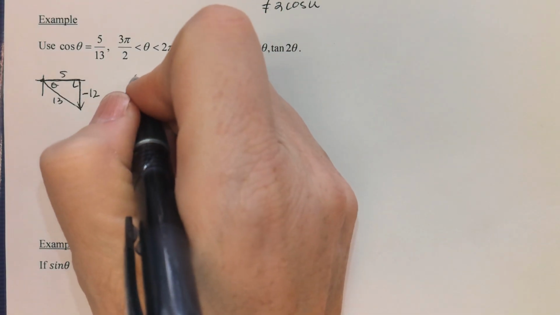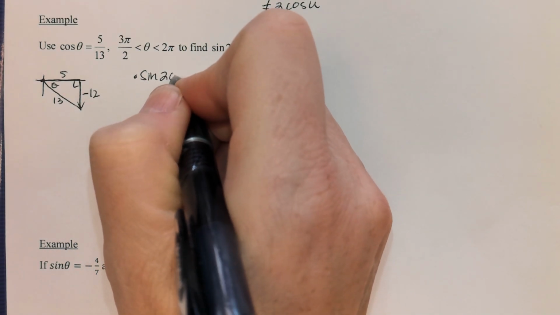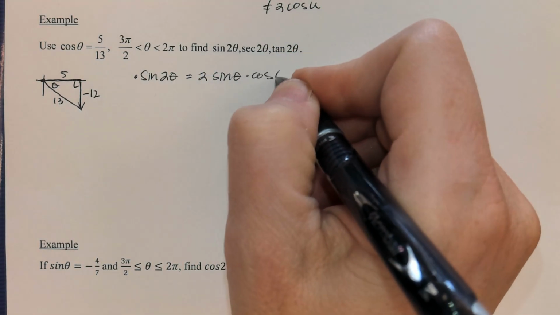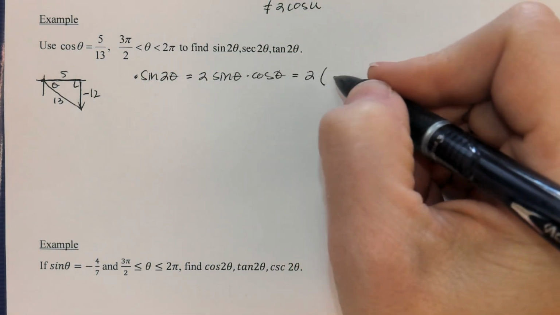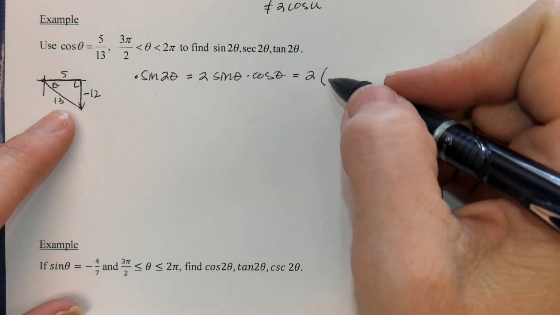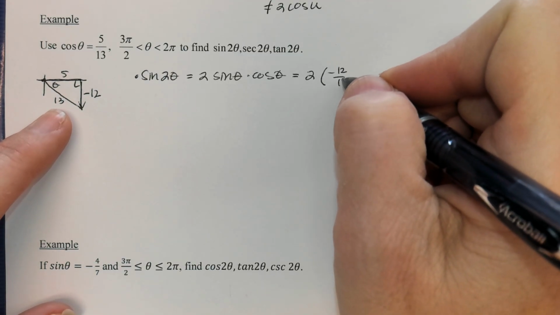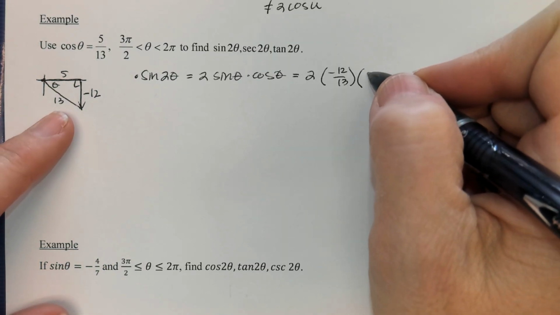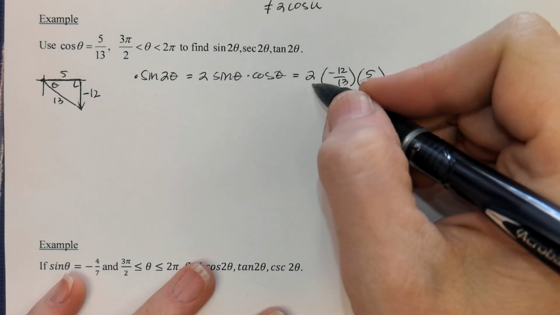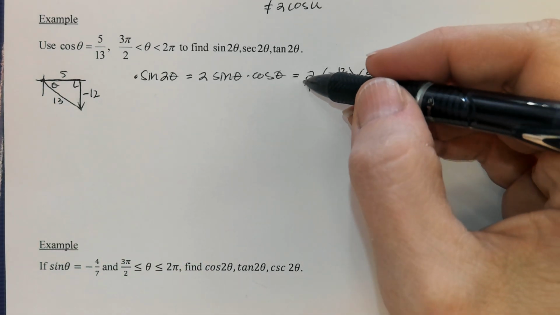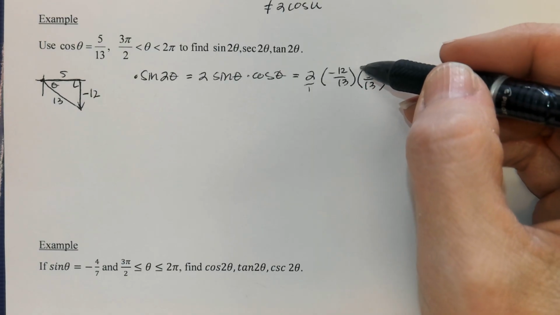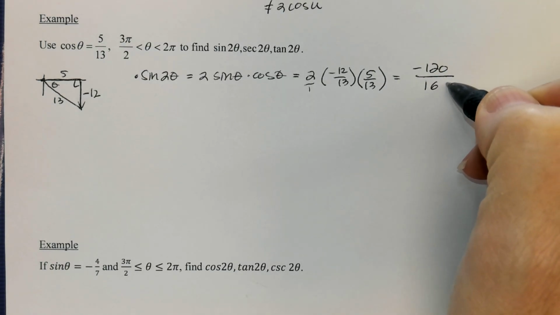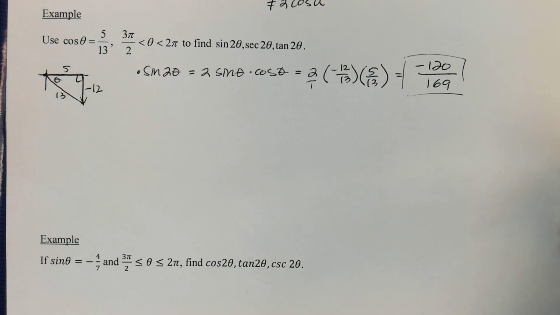The first one they want me to find is sine of 2u. So the formula for that is 2 times the sine of theta times the cosine of theta. So 2 times the sine of this triangle, which is negative 12/13, so opposite over hypotenuse. The cosine of this triangle is 5/13. They gave that to me, plus it's adjacent over hypotenuse. This 2 is really over a 1, and so now we can just do the multiplication across. So 2 times negative 12 times 5 gives me negative 120, and then 13 times 13 is 169. So that's the sine of 2u.